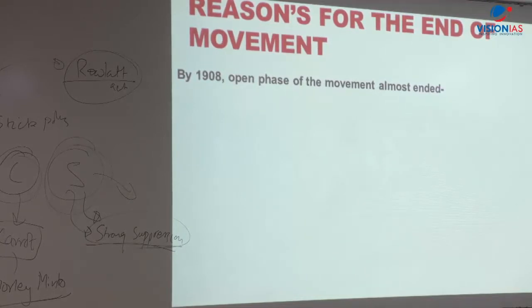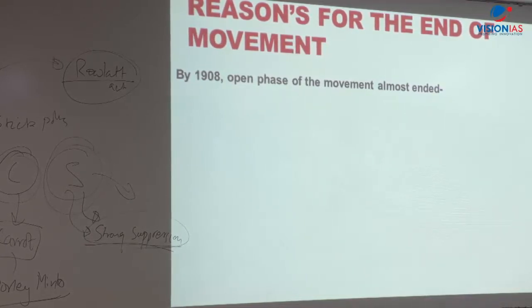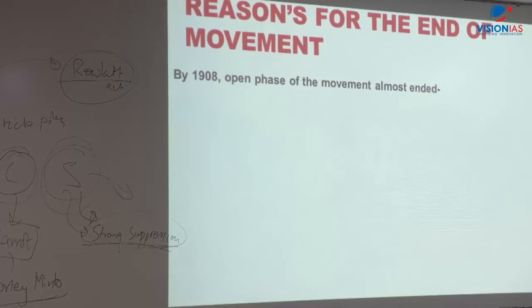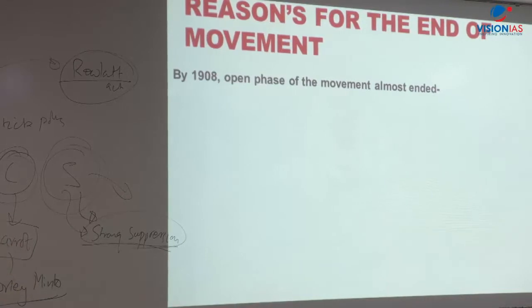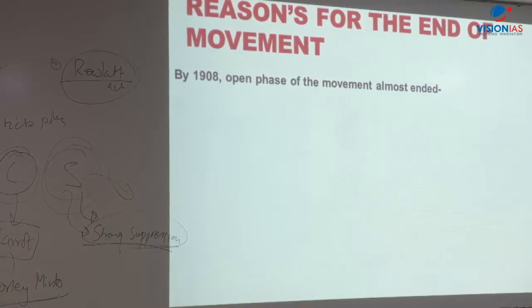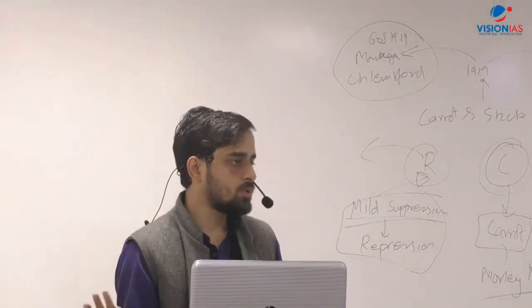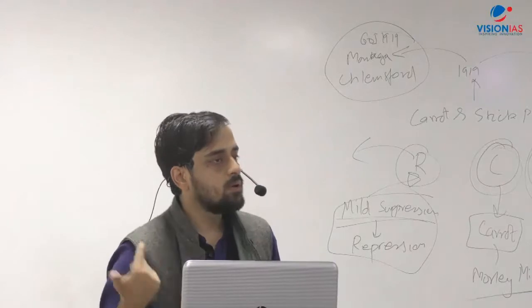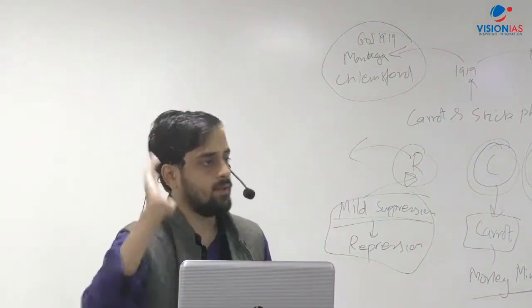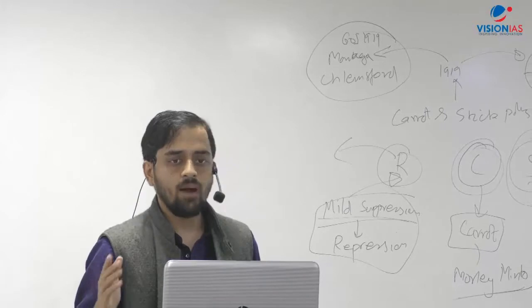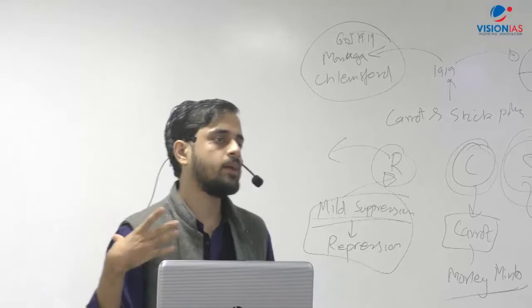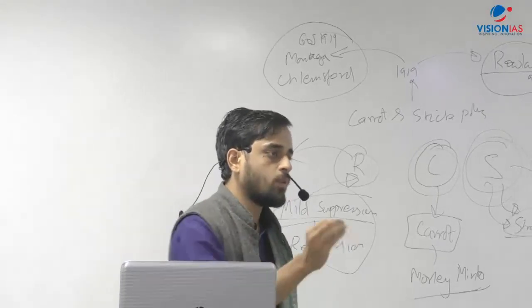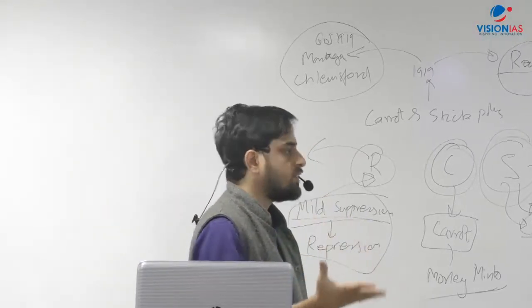Why the open phase ended, we've already discussed: the extremist leadership, etc. was taken away, and Congress underwent a split. Apart from all these reasons, the only other reason that I've not told you is that the movement had been going on for a long period of time, from 1905 onwards, and more so from 1906, almost for 2 years. It is not possible to sustain a mass movement indefinitely. Okay, because the masses also have other preoccupations in their lives, and not everybody can devote themselves 24/7 to one particular cause. They have competing responsibilities in other spheres also.